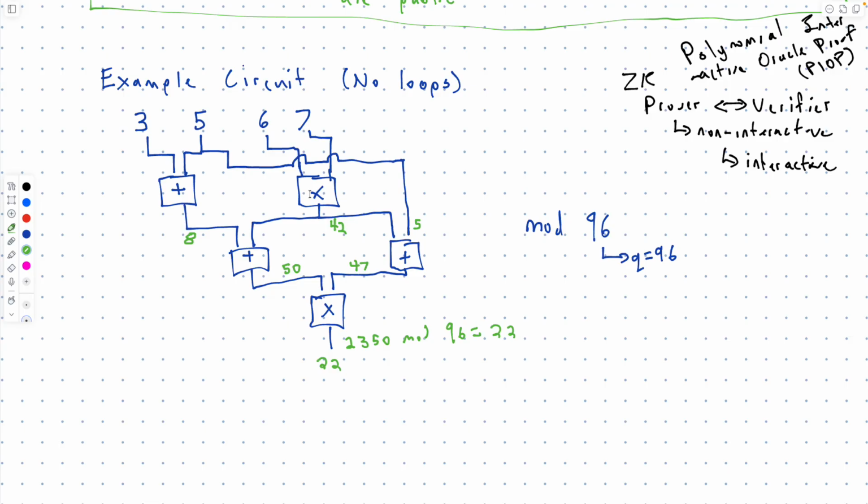Now, what I want to do is prove that to you without you executing the circuit. So I don't want the verifier to have to look at all of these values. And the way we're going to do it is absolutely crazy for a circuit of this size, because we're going to use crypto.